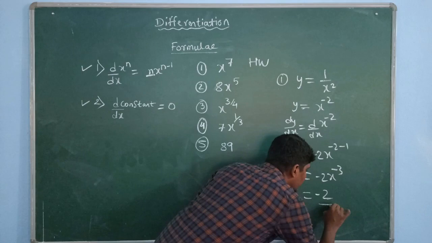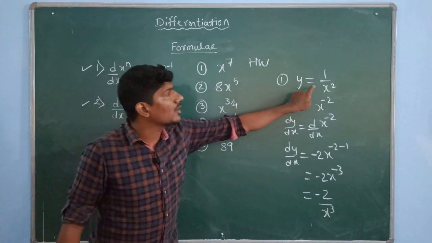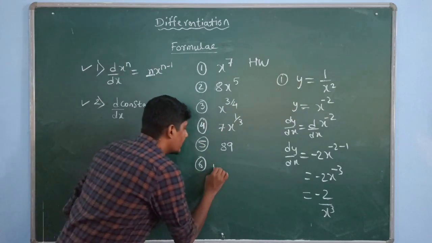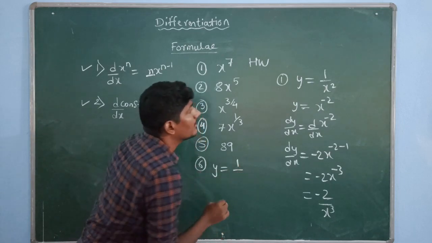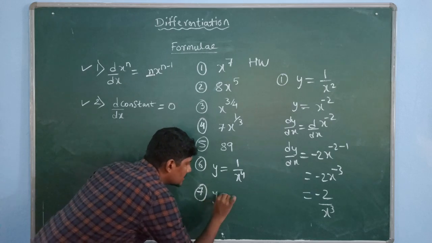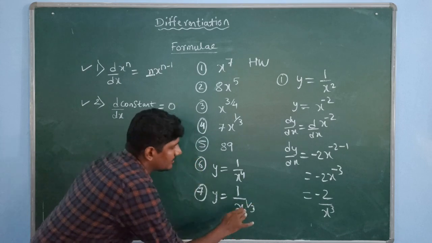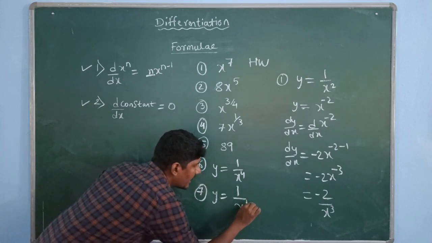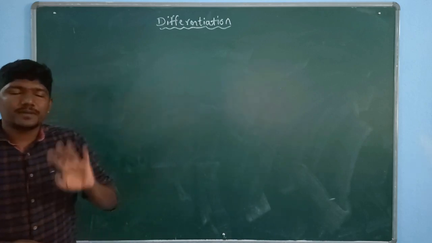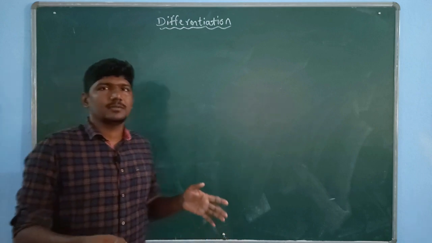Then you can write minus 2 divided by x raised to 3. So this is the differentiation of this particular quantity. Now take one more example for this. Y equals 1 divided by x raised to 4, and y equals 1 by x raised to 1 by 3. Try these problems. Now we know how to differentiate any given equation, or we can say given function.